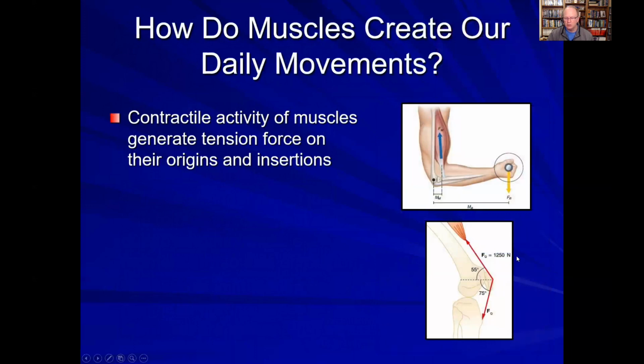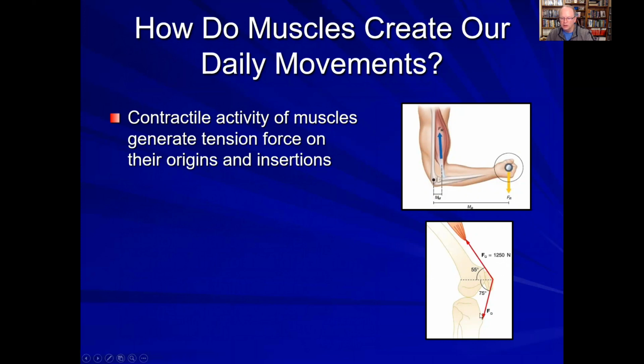So how do our skeletal muscles create the movements that we perform on a daily basis? As I said earlier, the contractile activities of these muscles generate tension forces, both at the origins and insertions of these muscles. So here we have the biceps pulling upwards, creating an internal elbow flexion moment. And here we have a weight that is creating an external elbow extension moment.